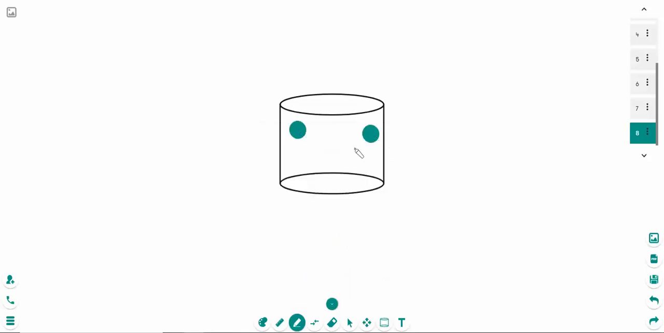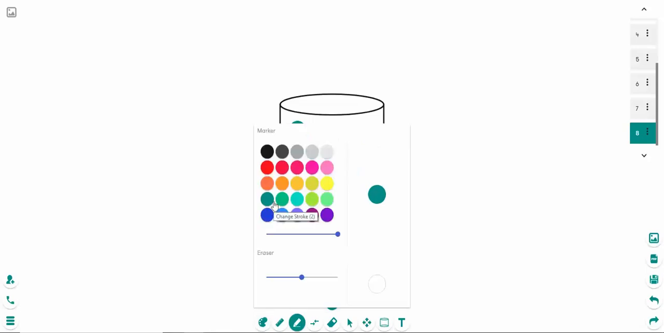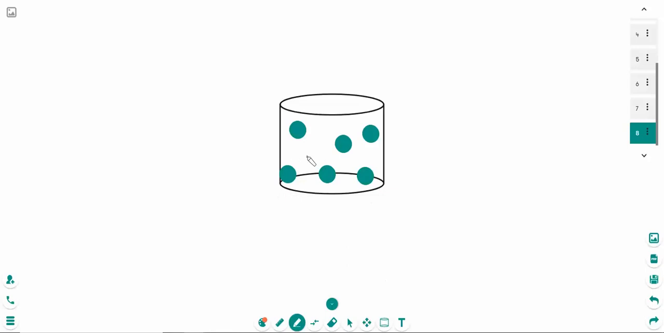Maybe 1, 2, 3, 4, 5, 6. Why not? And then we'll go, I don't know, what's your favorite color? Kind of this orangey gold. 1, 2, 3, 4. We'll do 4. 4 of those. All right.